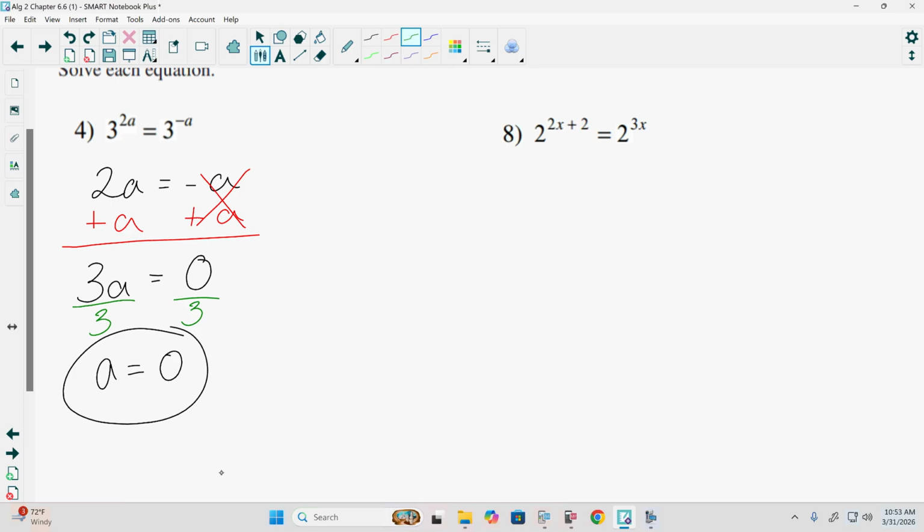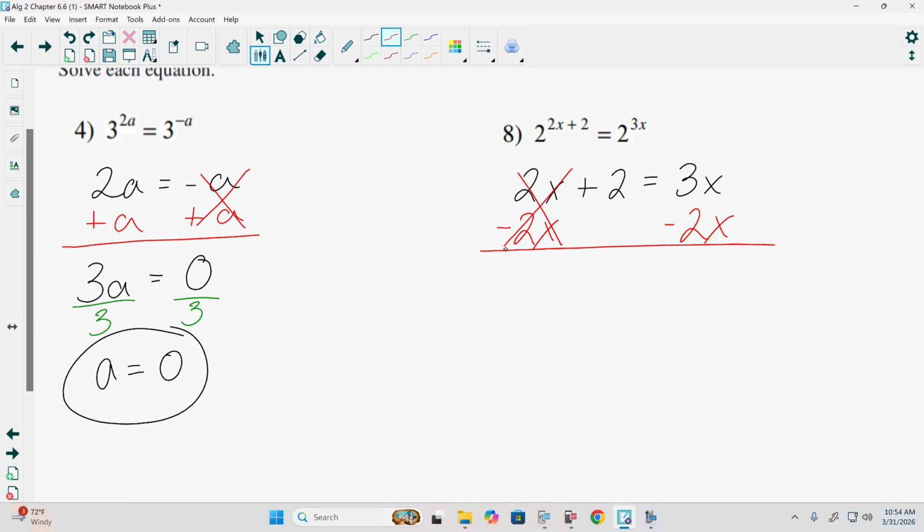Questions on number 4 before we look at number 8? 2 to the 2x plus 2 is equal to 2 to the 3x. Since we have the same base on both sides and there's only one base, it means that 2x plus 2 has to equal 3x. If the bases are the same, the exponents have to be also. At this point here, we're just solving for x. We would subtract 2x from both sides. 2x minus 2x is 0, and 2 stays. 3x minus 2x gives us x, telling us x is equal to 2.